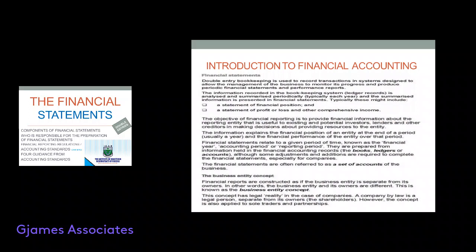Okay. The information recorded in the bookkeeping system, and the differences between bookkeeping and financial accounting, we've dealt with in another video which you can look up. The information recorded in the bookkeeping system, that is in our ledger entries and the like, is analyzed and summarized periodically, and the summarized information is presented in the financial statements.